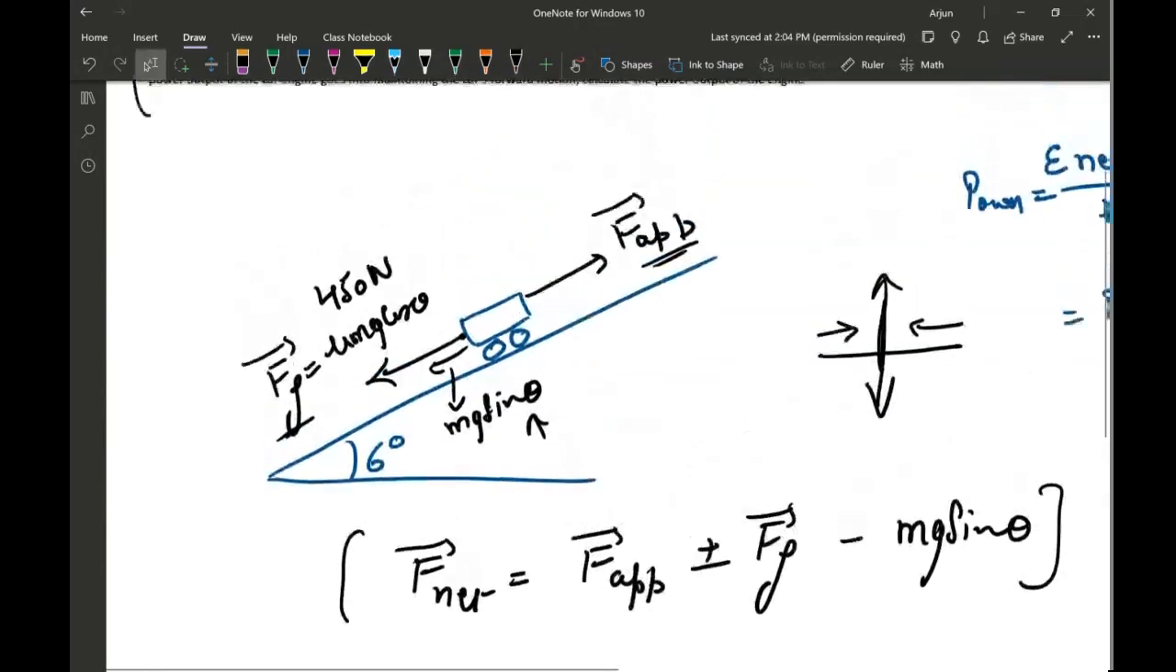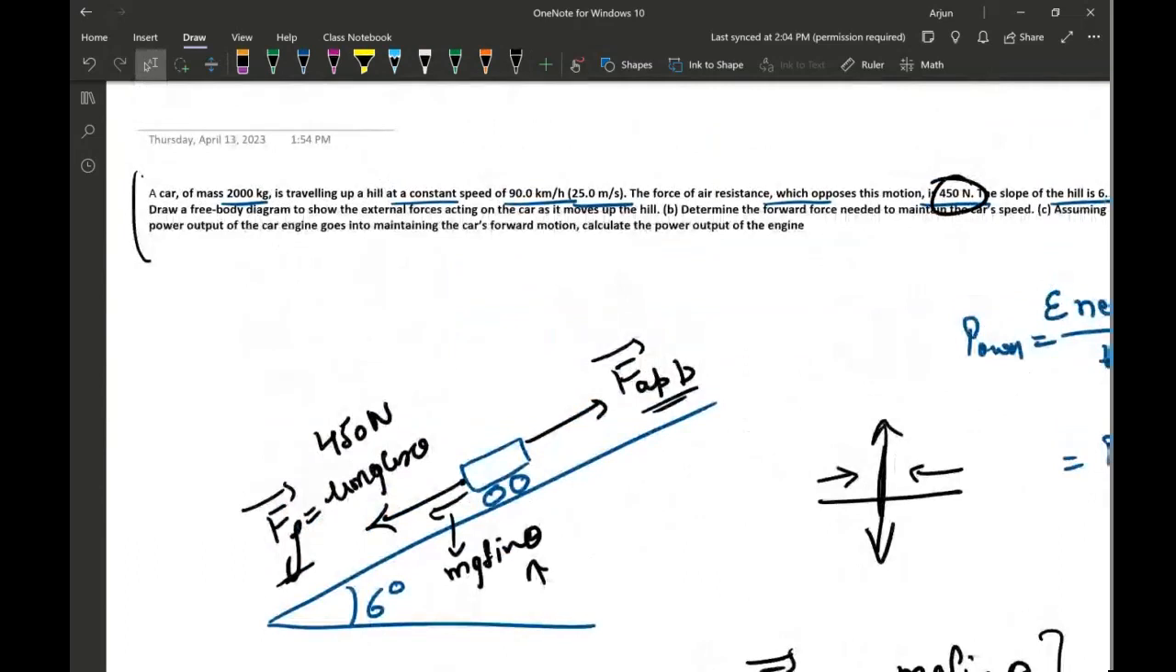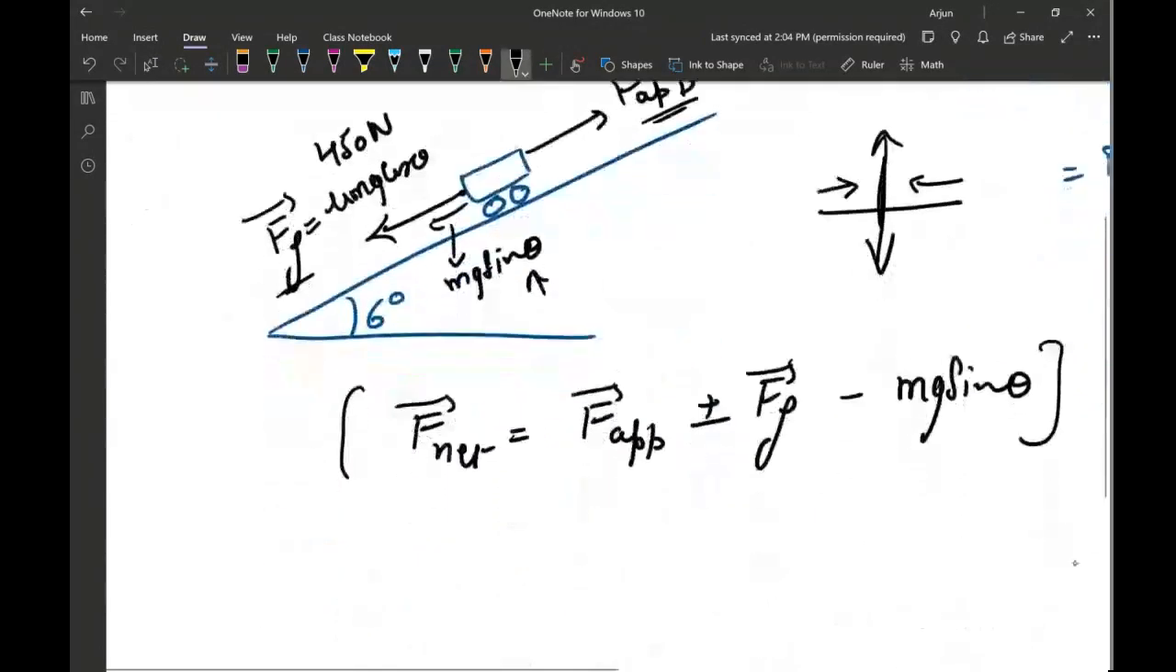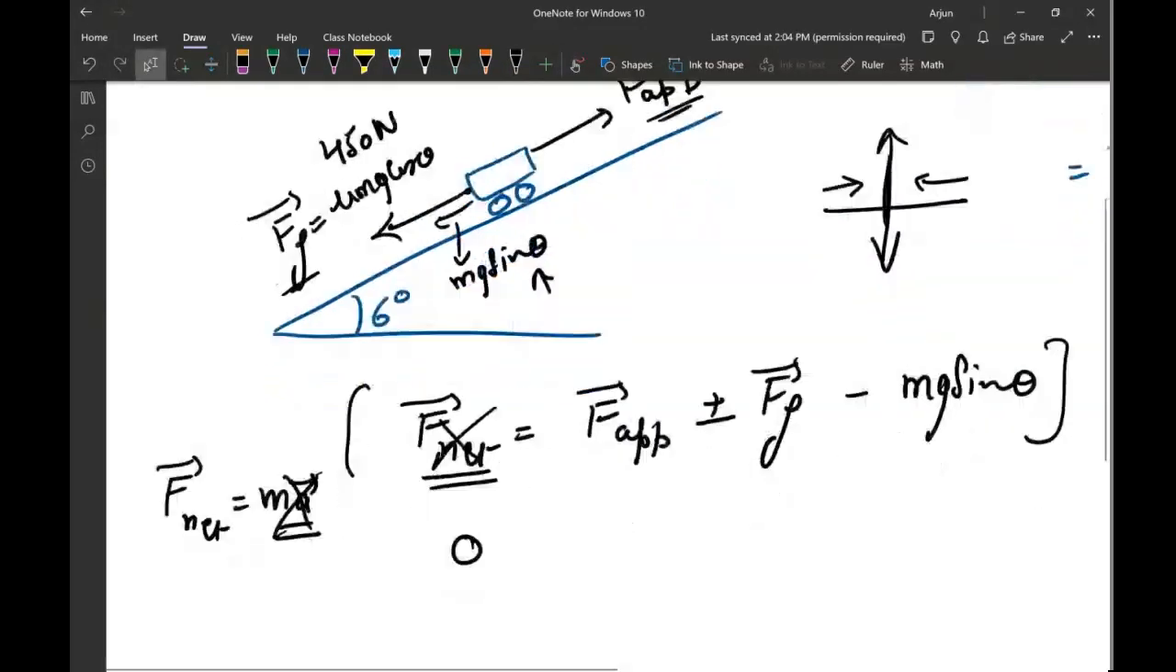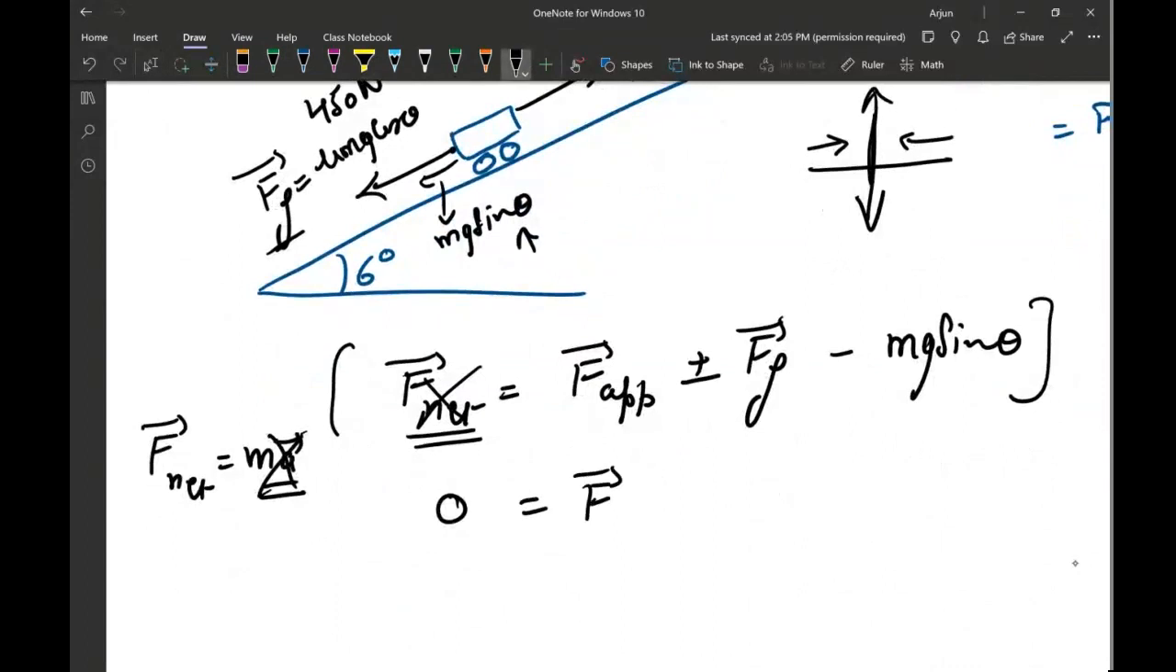Now, the net force, if I look into this question, how much is it? It is moving at a constant velocity. So net force will be 0, because F net is equal to ma, and acceleration is 0 because it is moving at a constant velocity. So I can mark this one as 0. So I've drawn the free body diagram and I've written down the equation also: force applied plus minus force of friction minus mg sine theta.